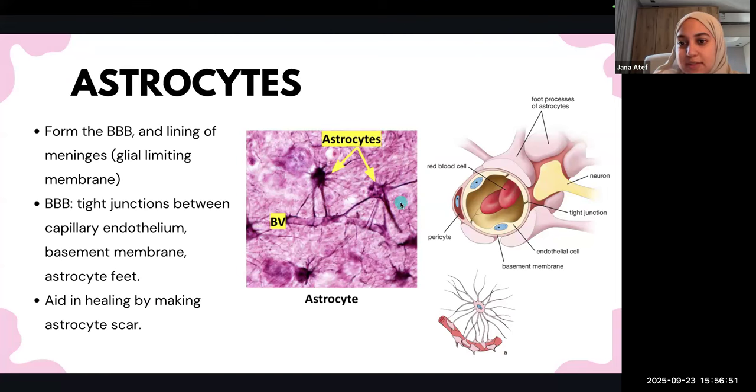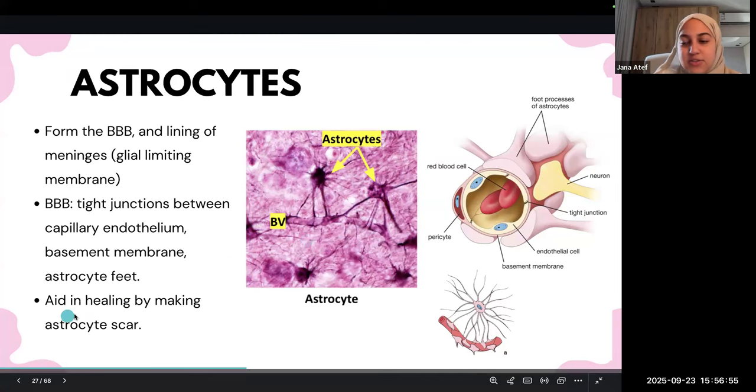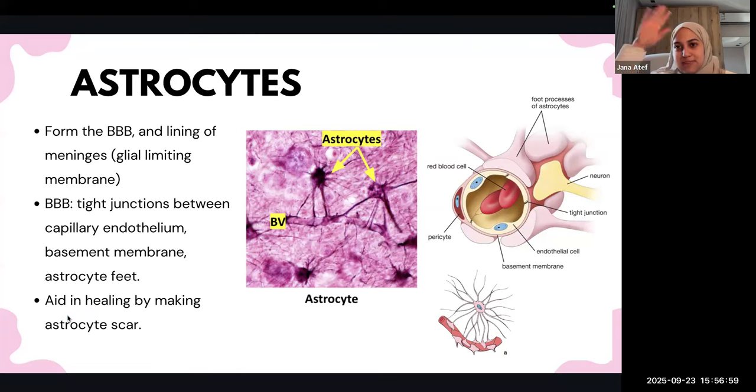So another aspect for astrocytes is that they make astrocyte scars. This is not important for you at this level at all, but later on when you hear about it, some diseases are caused by too much scarring in the brain. So one cell that makes a scar in the brain is the astrocyte.